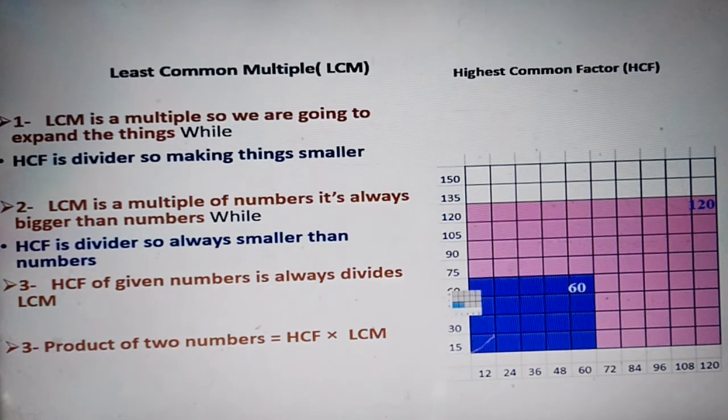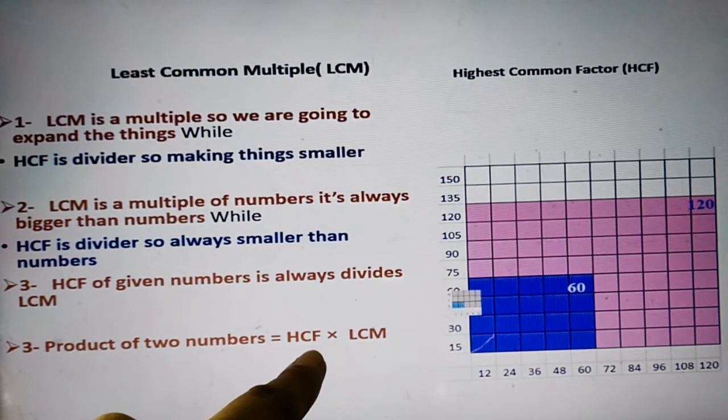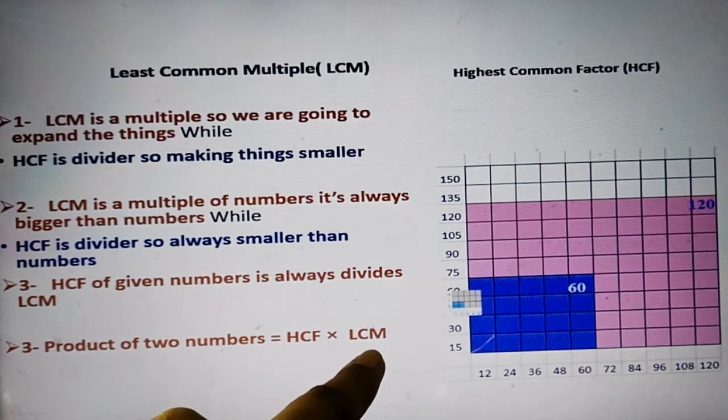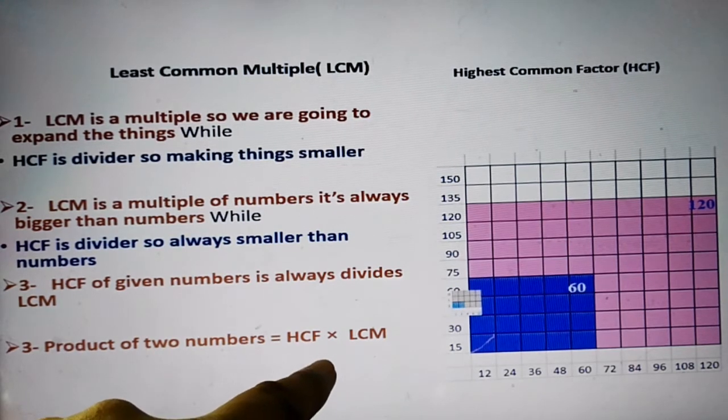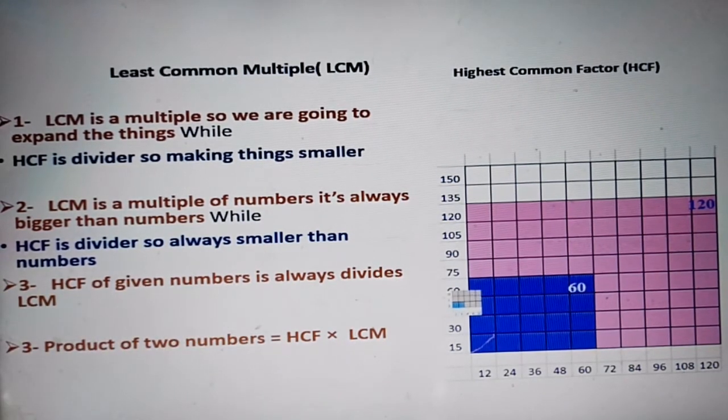One more interesting thing for HCF and LCM is that the product of two numbers is equal to HCF times LCM. It means that the product of two numbers is exactly equal to the product of HCF and LCM. You can find it yourself: your numbers are 12 and 15. The product of 12 and 15 is equal to HCF, that is 3, times LCM, that is 60. So 60 multiplied by 3 is 180. So the product of 12 and 15 is also equal to 180.